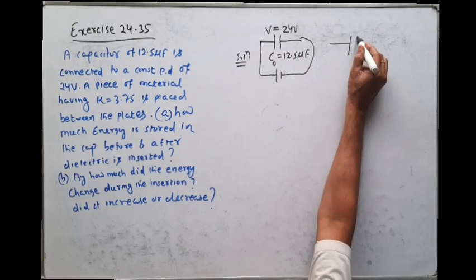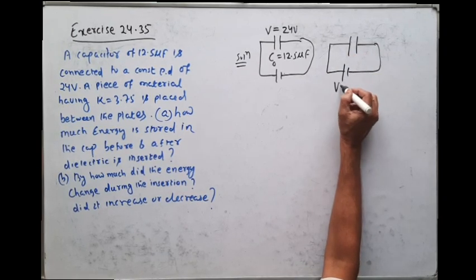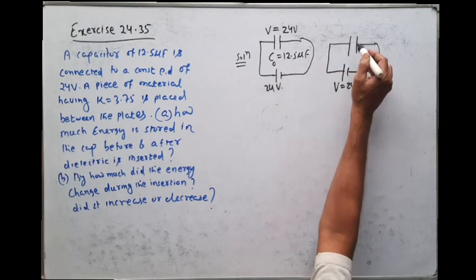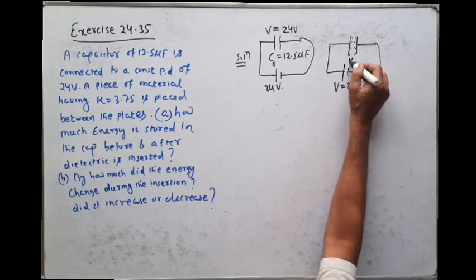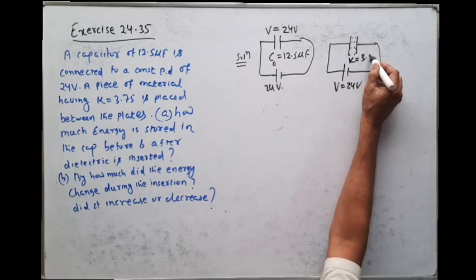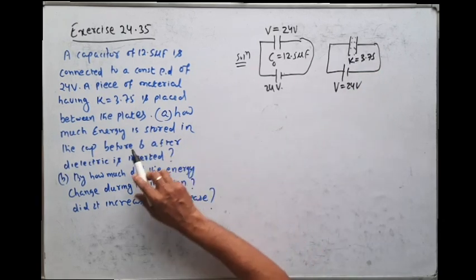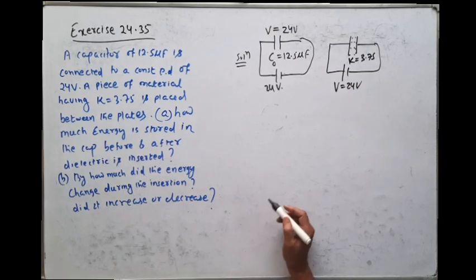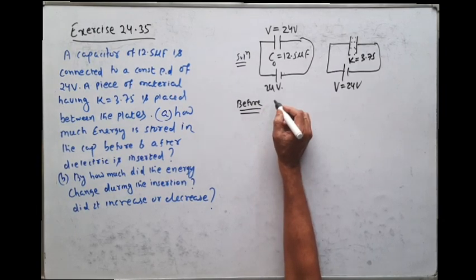Second case, same voltage source, that is 24 volt. So here also 24 volt. So here what will happen? You insert a dielectric medium whose dielectric constant is given by 3.75. So after inserting the dielectric, the question is how much energy is stored in the capacitance before and after the dielectric is inserted. So before inserting the dielectric, what is the energy stored?